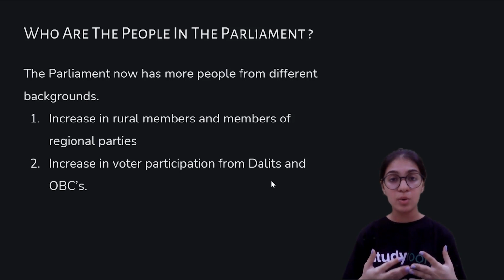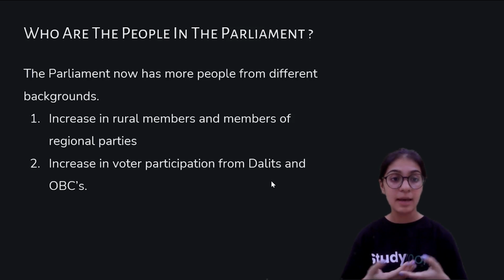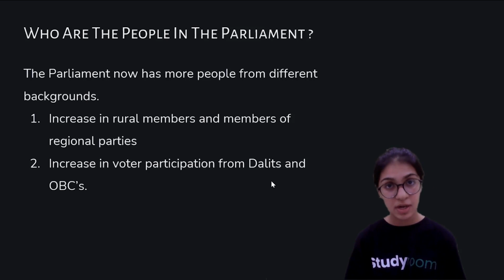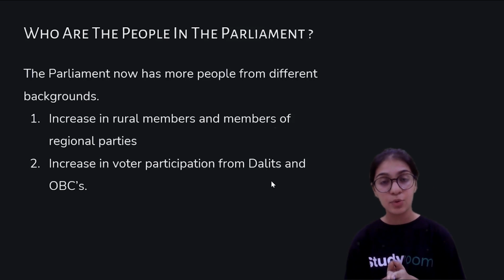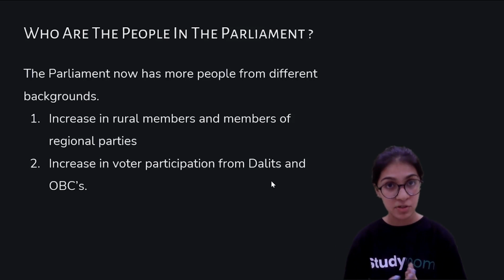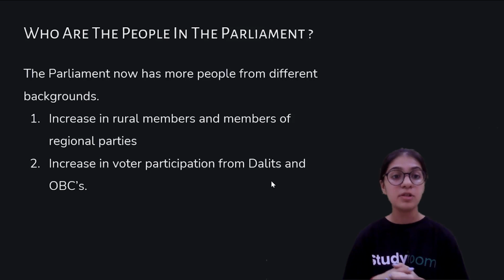Members from the rural areas have also come up and are becoming Members of Parliament. So what I mean to say is that people from the rural areas are also coming up to get elected as Members of Parliament. We could say that there are more rural members, and their number has been increasing, along with members from the regional parties.